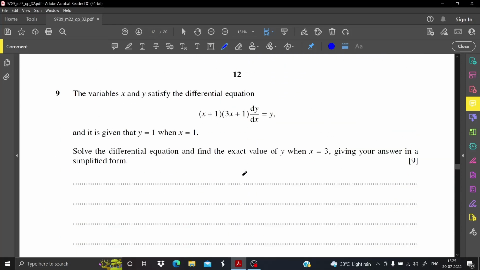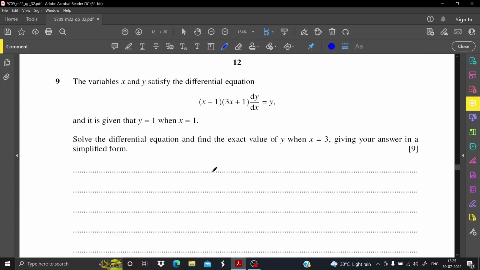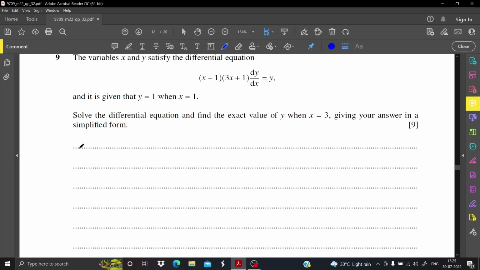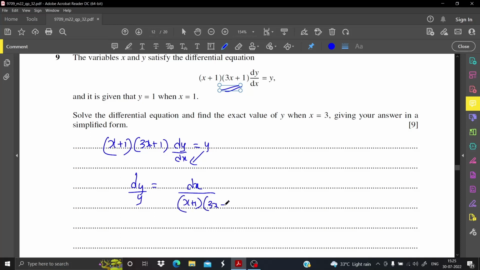So hope it's clear. Now let's move on to question number 9. So this is differential equations, and this will straight away strike us to apply the variable separable method over here. And of course that's the only method you have in the syllabus. So when you separate the variables, you get, getting the y to the other side, dy by y equal to dx by x plus 1 times of 3x plus 1.